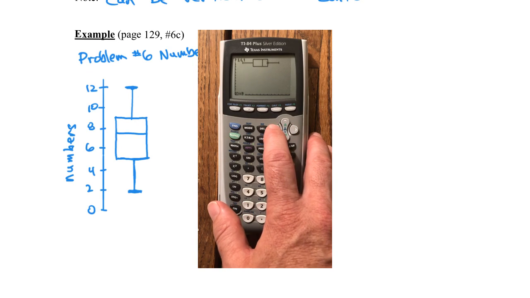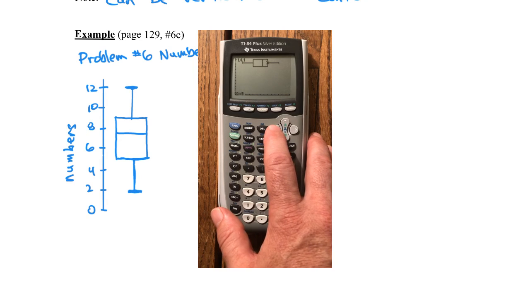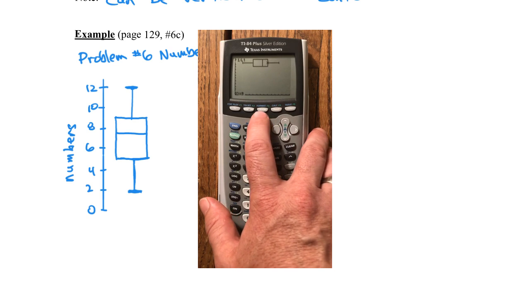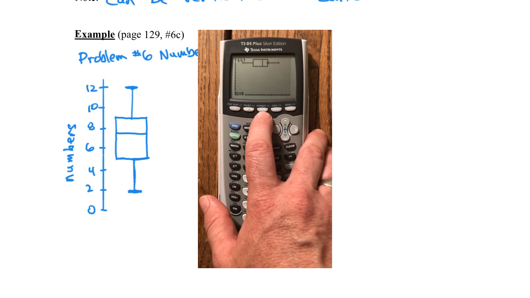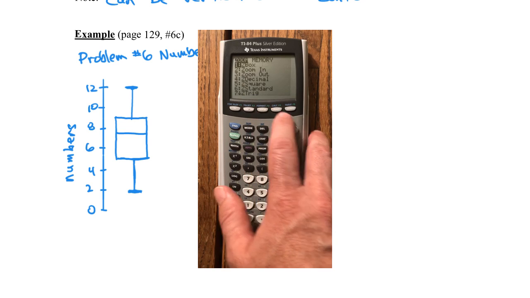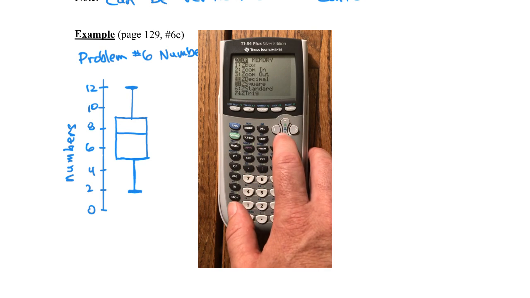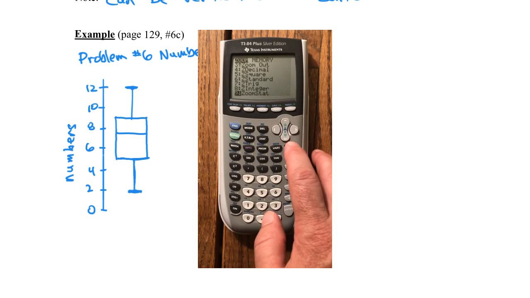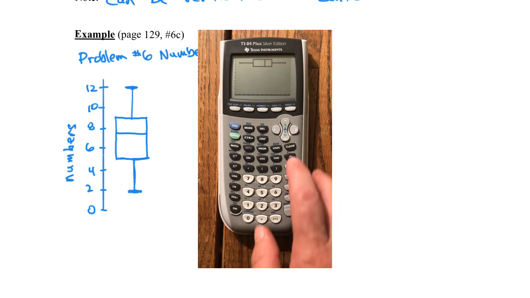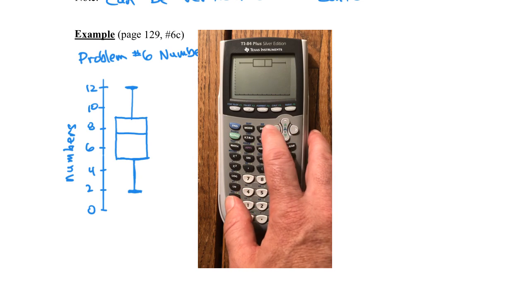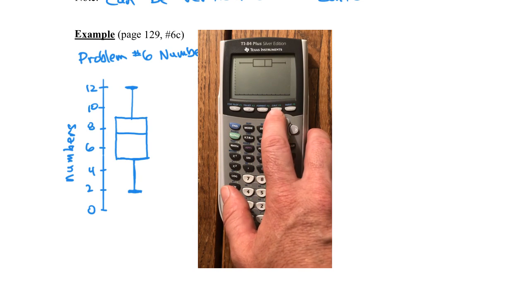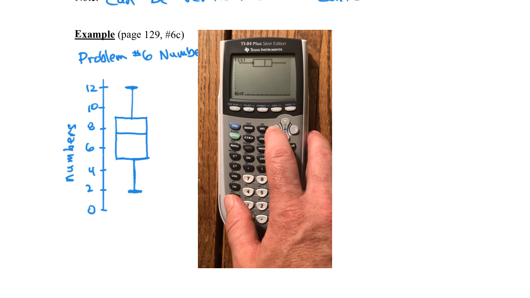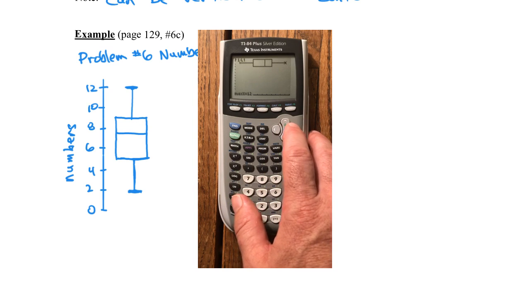So if it's not displaying and you did everything correctly, here's what you can do. You can go to the zoom key, and go down to zoom stat, and then it should correct for the window. Most of the time you're gonna be fine, but if your Y value is way off, you can just hit enter on zoom stat, and then it should adjust the window so that it will work. And then again, you can hit the trace button to see your points.